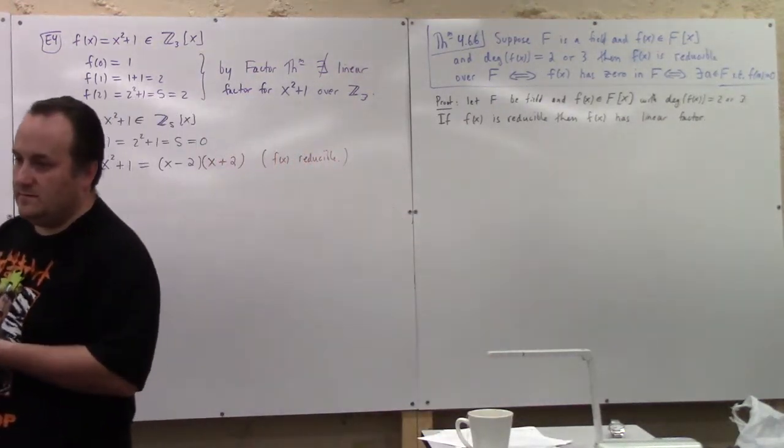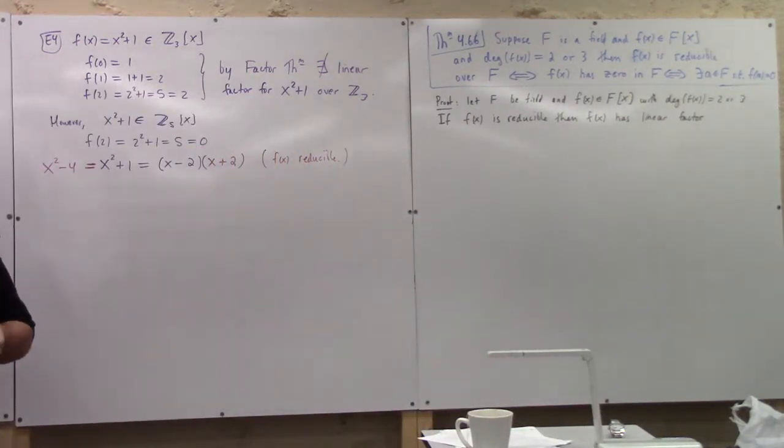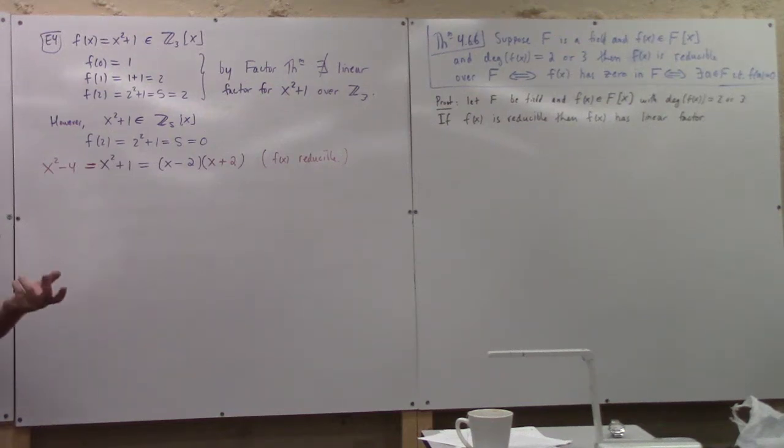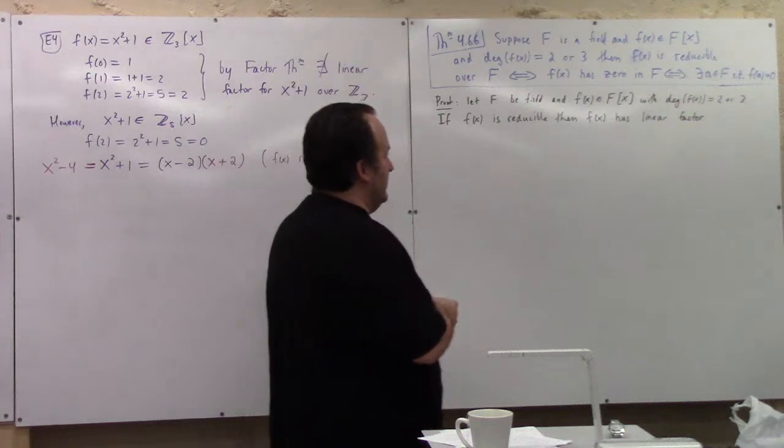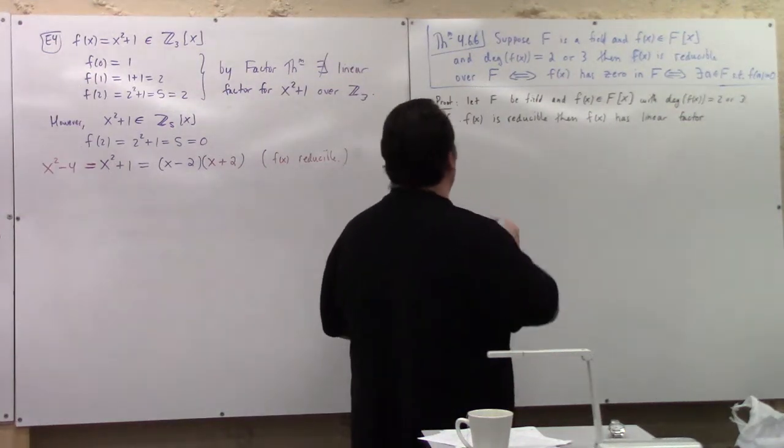Think about it. To say it's reducible means we can factor it into a product of two polynomials, right? They can't be just numbers. They have to be either linear or quadratic, right? And so the quadratic will factor into linear times linear. The cubic will factor into linear times quadratic. I mean that. So if it's reducible, then it has a linear factor.